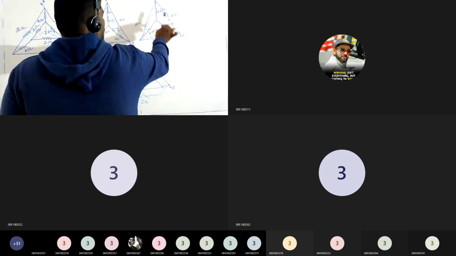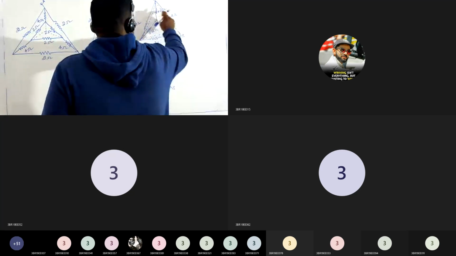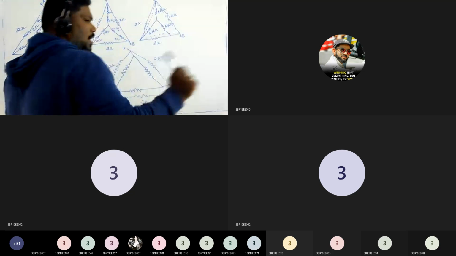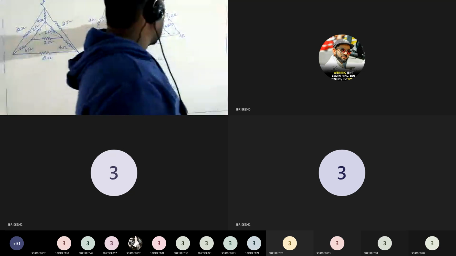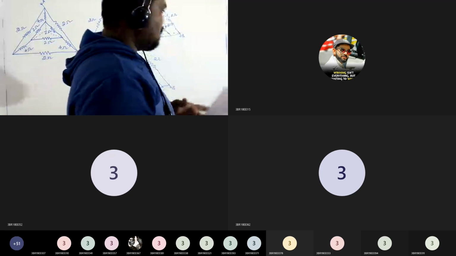After transformation from star to delta, what will be the value of this branch? Product of sum of all the three divided by opposite. One value can be tried because all these branches have the same resistance, so it will be the same.